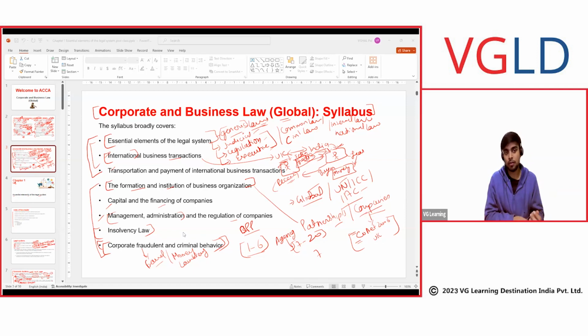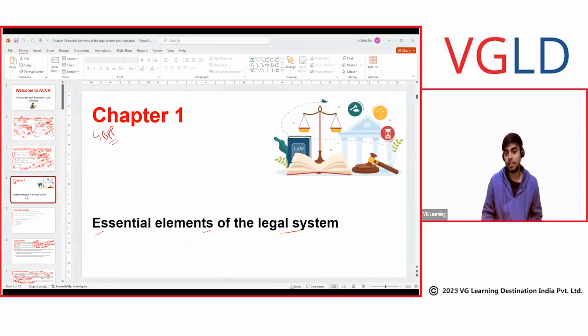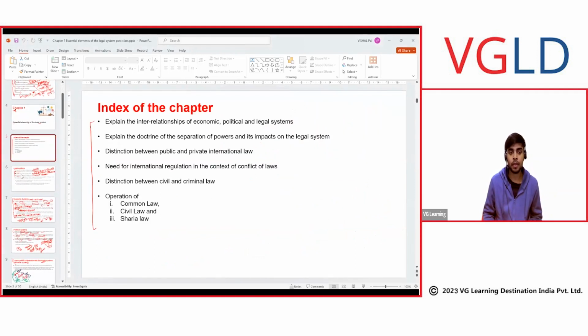So this was the overall broad outline of corporate and business law, and then we started with our chapter number 1, essential elements of legal systems. This was the index, and today we'll hopefully finish this chapter, and then we'll start chapter number 2. If not today, then by tomorrow, chapter number 2 and chapter number 3. Chapter number 2 is a very small chapter.